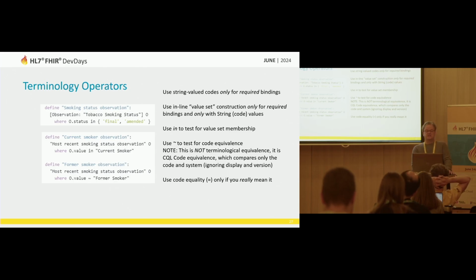And then use tilde instead of equal. When you're dealing with terminology equality, the tilde is an equivalent, right? And that means with terminology, we're only matching on the code and the system. We're going to ignore the display and the version. So use code equality only if you really mean it, because it really does mean that the code, the system, the version, and the display are all the same on both sides of that, and you almost never mean that when you're talking about terminology.